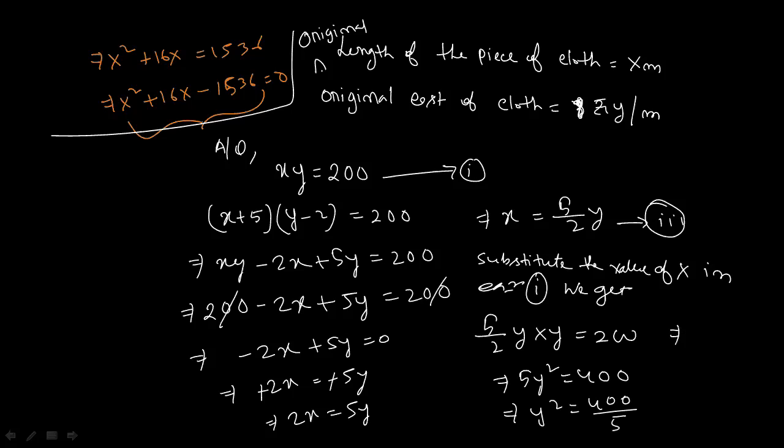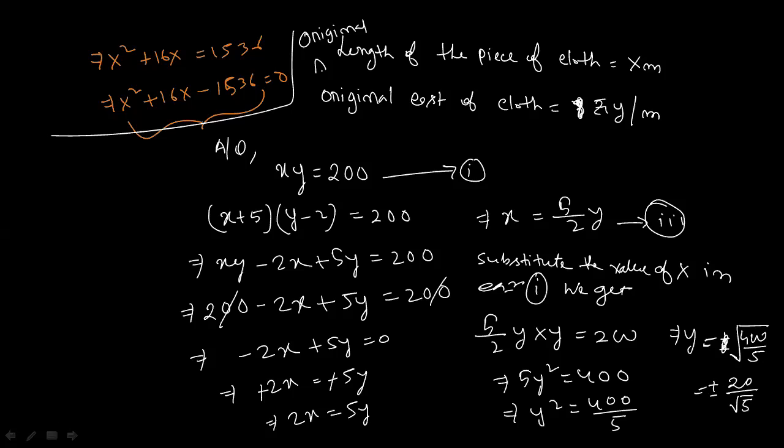Y is the rupees, yes or no? So you have to take the positive value because it is the cost, so the value will be plus minus. Now see, y square will be 400 by 5. So y will be root over 400 by 5. Now see, 400 we can write as 20 square. So it will be plus minus 20 by root over 5.